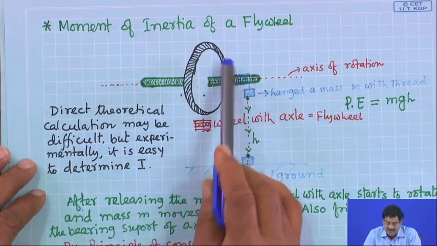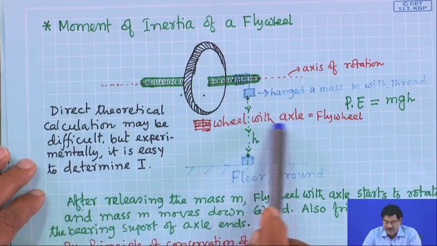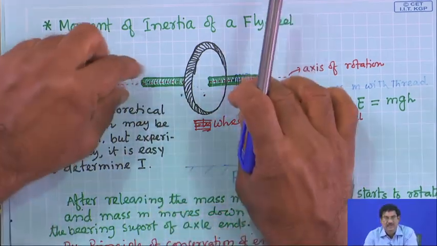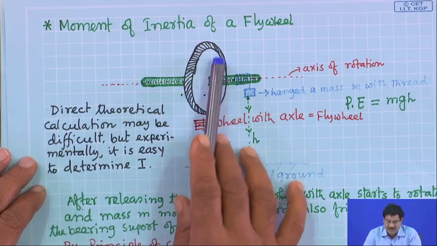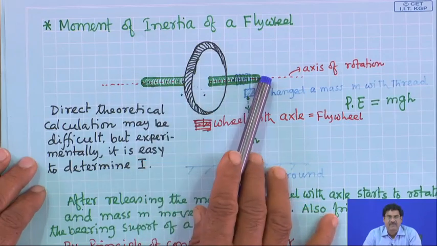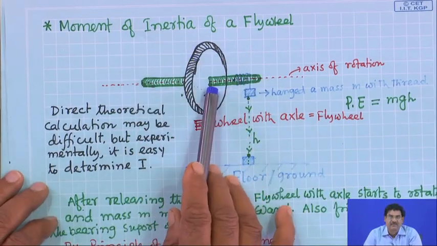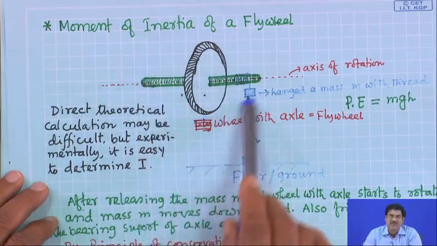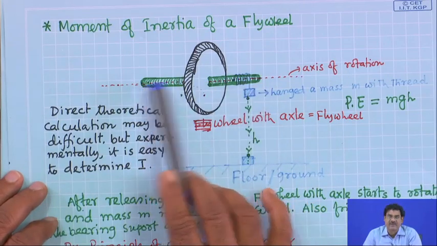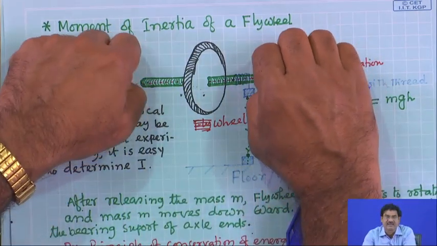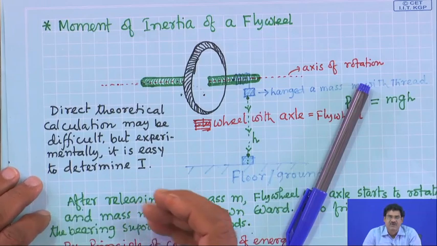Now, a flywheel is basically a wheel with an axle, and this whole thing rotates. You can see it in a rickshaw or a cycle. A cycle has this ring with some axle, and when you move, the whole thing rotates. This we call a flywheel. Now, this axle is in a bearing support at these two ends. To make the friction less, we use a ball bearing arrangement.